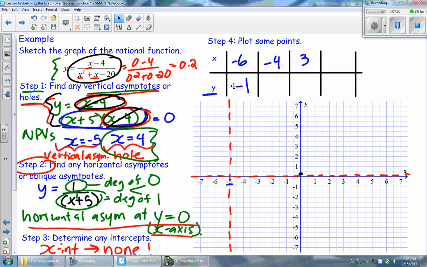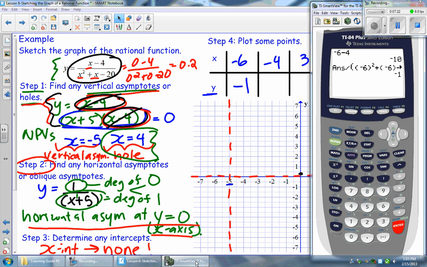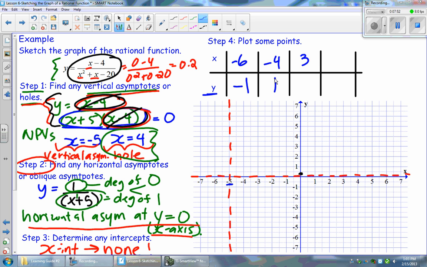And now we're going to do -4. So in your calculators, we're going to do the numerator first. So we have -4 minus 4. And you're going to press enter. And then you're going to divide by the expression on the bottom. So wherever you see an x, it's going to be a -4. So -4 squared, plus -4 minus 20. And close your brackets, and we're going to get a value of +1. So there's the corresponding y value for x equal to -4.